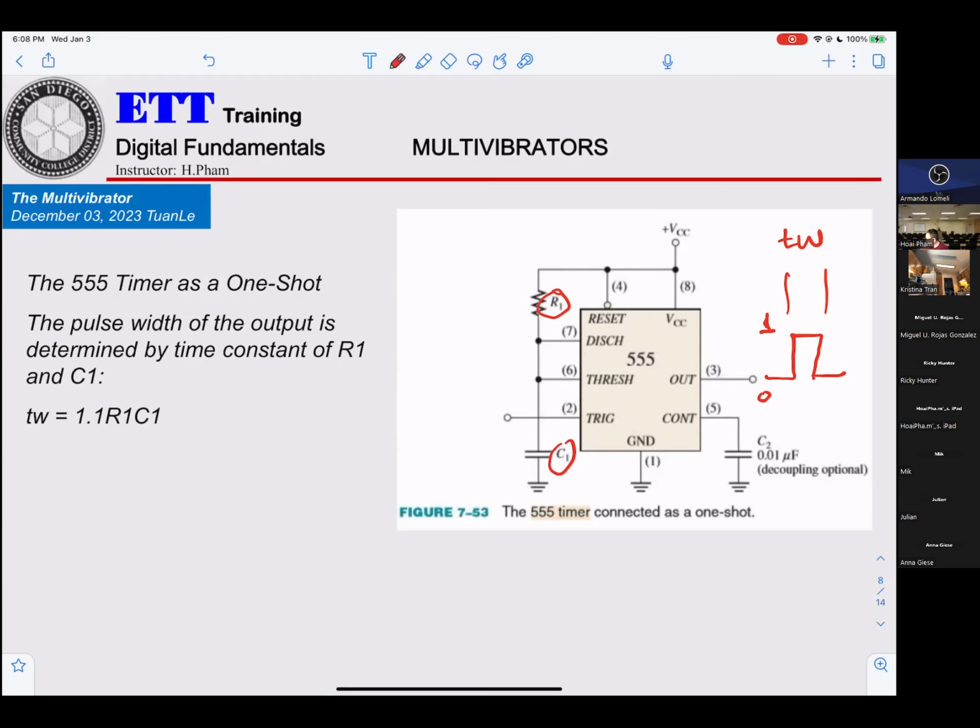So basically, if we connect this circuitry and you measure the output, you can see you get one pulse here. Okay? And if you keep triggering, then it will keep running. That's how the circuitry works.